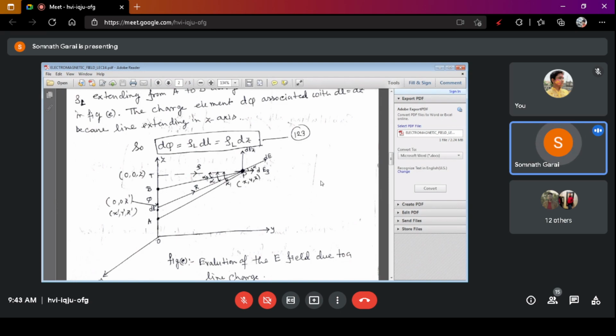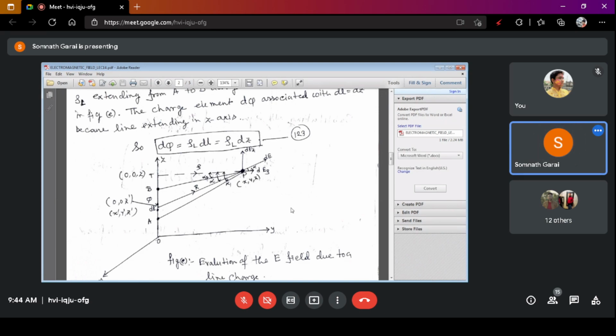So dq, we already know that dq is equal to rho l dl. If dl is along the z direction, it will be represented as rho l dz. If the line charge is along the y direction, then it will be rho l dy. If the line charge is located in the x direction, then it will be rho l dx. Clear to all? Okay.